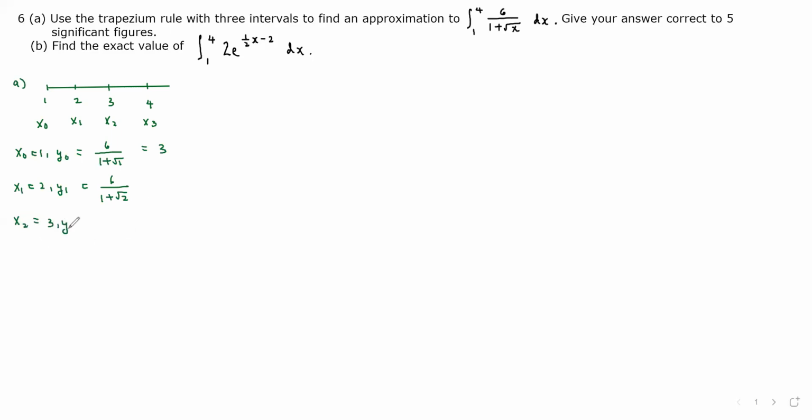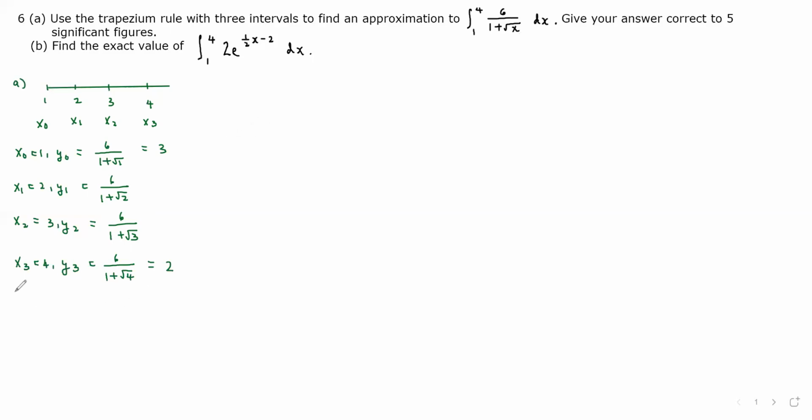x2 is 3. So y2 is 6 over 1 plus root 3. x3 is 4. y3 is 6 over 1 plus root 4. That is a 2. 6 over 3 is a 2. So these are the y values that we have. And we are going to use all these to find the area under the curve using the trapezium rule.